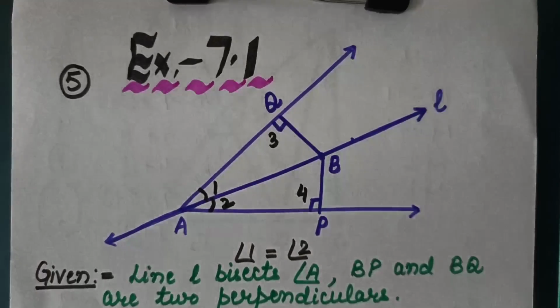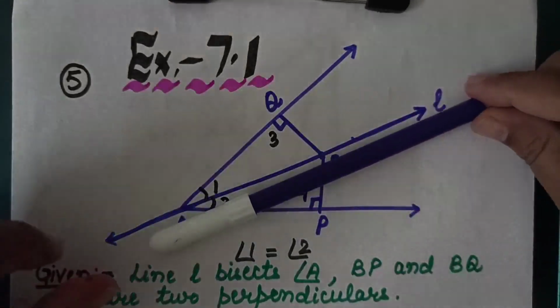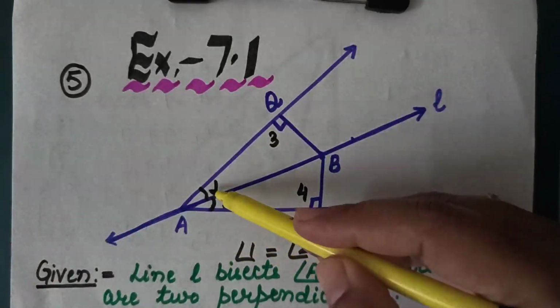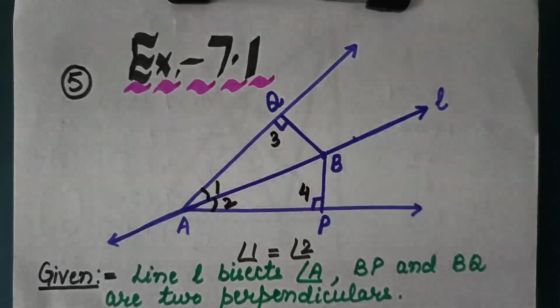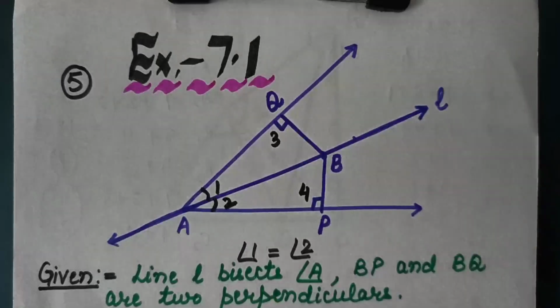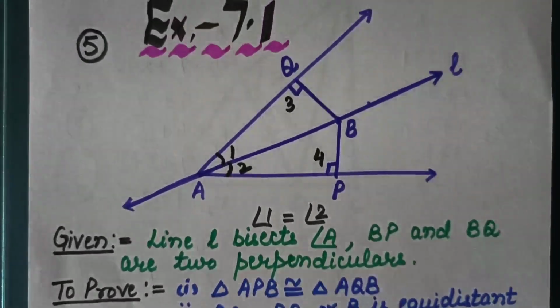In question number 5, we are given that there is a line L. This is line L. It is bisecting angle A. Angle A is this complete angle. So this line L is dividing angle A into two equal parts. So we can say that angle 1 and angle 2 are equal.